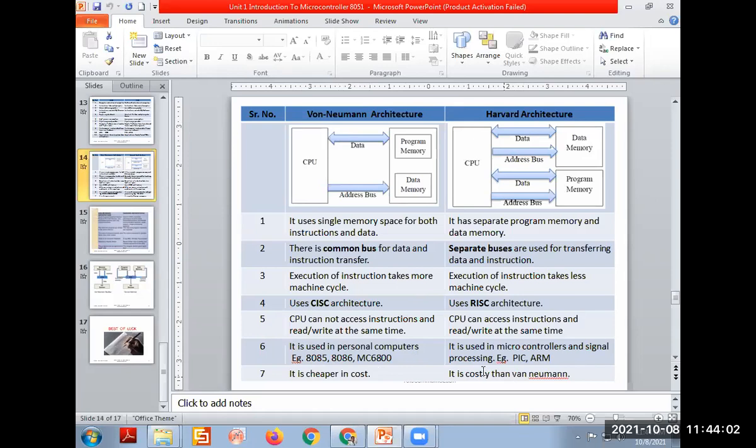And Harvard is in all the microcontrollers and signal processing processors, means all the DSPs, as well as embedded processors. Von Neumann type is cheaper in cost. Harvard is going to be costly as compared to Von Neumann. The thing is that when we make the separate buses and ICs, the design cost and all these things increase.